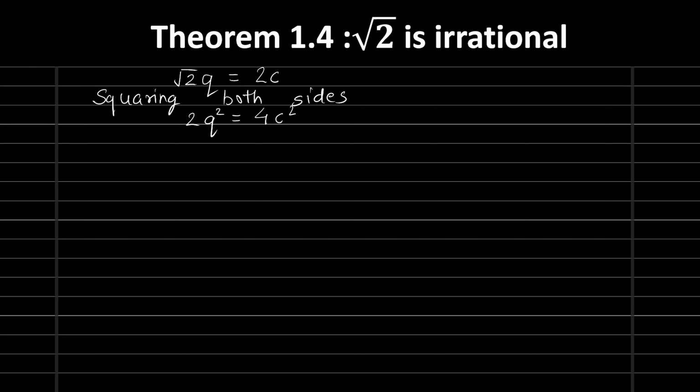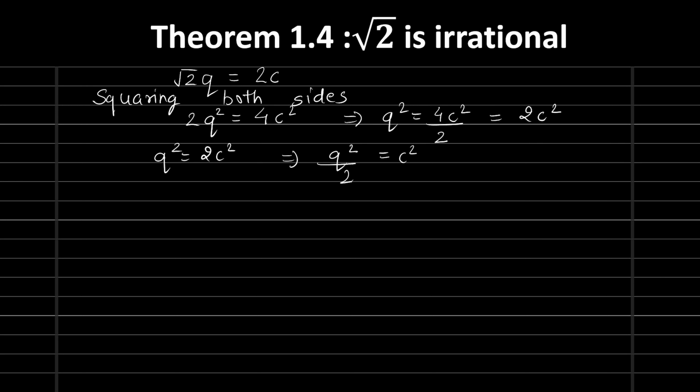And hence, we can simplify it further, which can be written as q square equals to 4c square upon 2, which can be written as 2c square. So we got q square equals to 2c square. Therefore, we can write it in the form of q square by 2 is equals to c square.